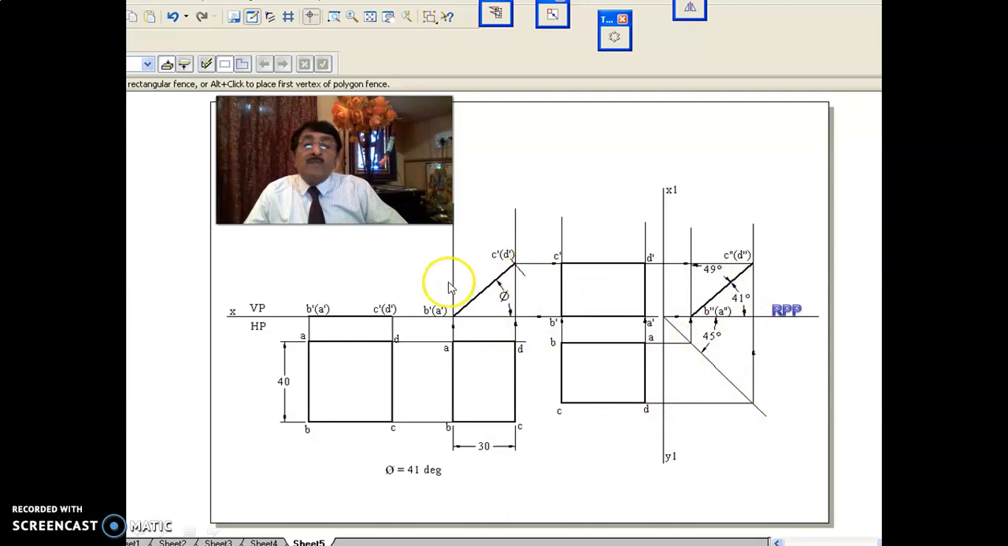Always, the direction of vision for the front view is perpendicular to VP. For the top view, perpendicular to HP. For the left view on RPP, perpendicular to RPP. When you are looking from here, C is seen, D is not seen: C double dash, D double dash. When you are looking from here, B double dash, bracket A double dash. This is the inclination to HP. This is the inclination to VP. This is the front view, top view, and this is the left view on the right profile plane.